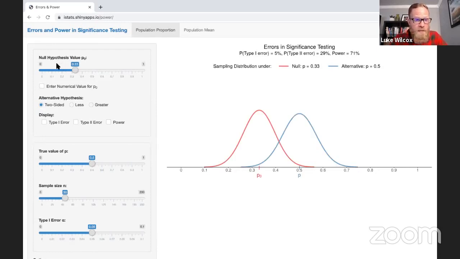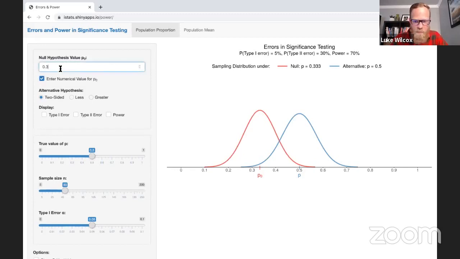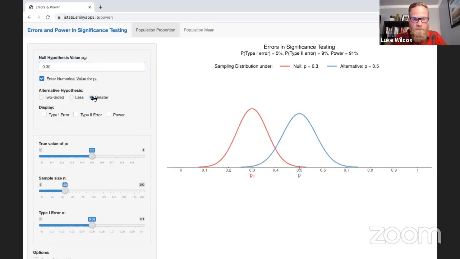So the first thing we need is the null hypothesis. And we know the null hypothesis is 30%. So I can input 30%. And the alternative hypothesis we know is greater than. And display, I'm going to leave that blank for now. The true value of P, that's the alternative. Well, it's already at 50% for us. That's good. The sample size is already at 50. That's good. And the type 1 error, or the alpha, is at 5%.